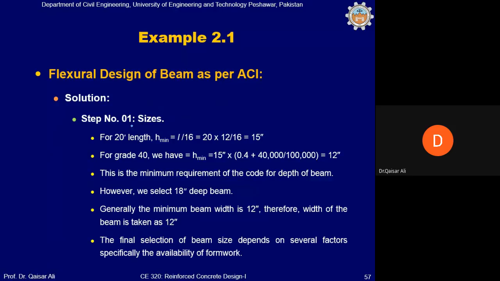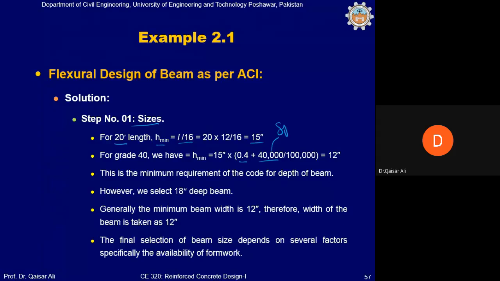First of all, step number 1 is to select the sizes. I told you that you can assume the width of the beam as 12, 15 or 18 inches. In this case, we will assume the width of the beam as 12 inches, and the depth of the beam can be calculated. The minimum depth can be picked from the ACI table. According to the ACI table, for a simply supported beam the minimum depth will be equal to L by 16. Since it is grade 40, we will multiply this with a correction factor, which is equal to 0.4 plus 40,000 divided by 100,000.